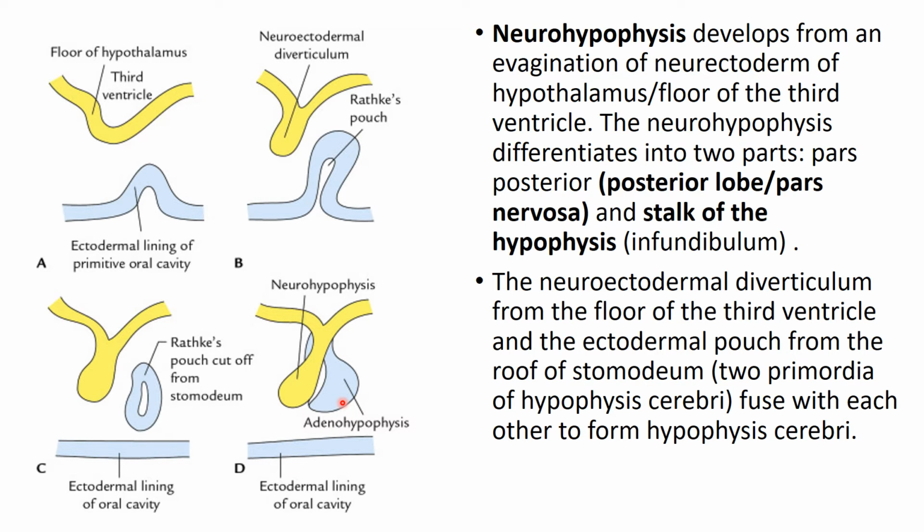The Rathke pouch forms the adenohypophysis or anterior pituitary, which also gives rise to the three parts called pars anterior, pars intermedia, and pars tuberalis. The neurohypophysis gives rise to the pars posterior and infundibulum of the pituitary gland. So these are the five parts of the pituitary gland, three from the adenohypophysis, two from the neurohypophysis.